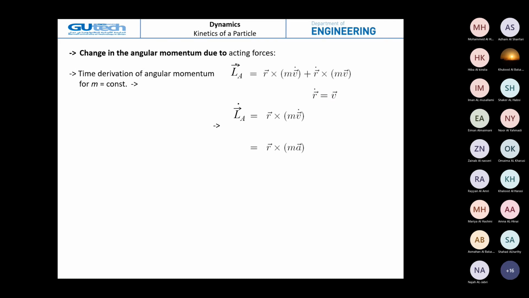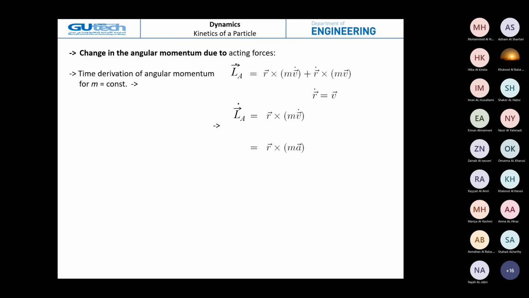Yeah, we have seen this in part 1. Now, if we look here and replace what we have, we get R cross MV dot, which means only the first term. Why? If we replace V by its expression of R dot, we get V cross MV. M is constant, and V cross V will be equal to 0 as they are parallel.